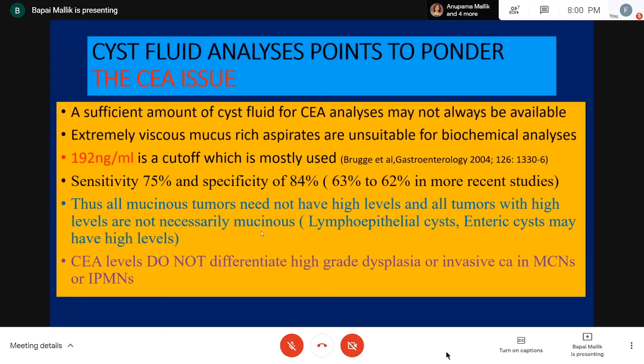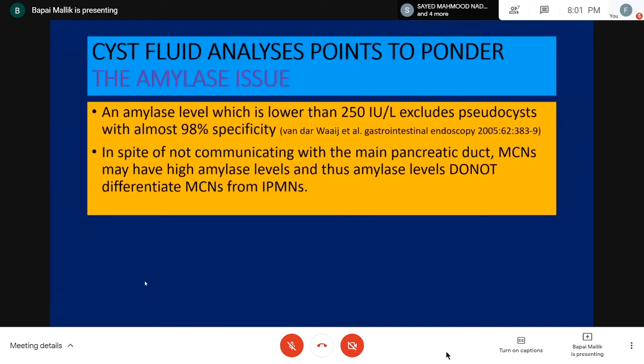One of the biggest party crashers in this should be the lymphoepithelial cysts, and even some enteric cysts, which are pretty rare, which can show very high CEA levels. Next, a point to remember, as much as we would like it to be, CEA levels do not differentiate high-grade dysplasia or invasive carcinomas in MCNs and IPMNs. So you cannot look at the CEA level and say that because the CEA level of this particular mucinous lesion is much higher than others, this is more likely to harbor a high-grade dysplasia or malignancy. No, that is not the case. So CEA levels do not correlate with malignancy.